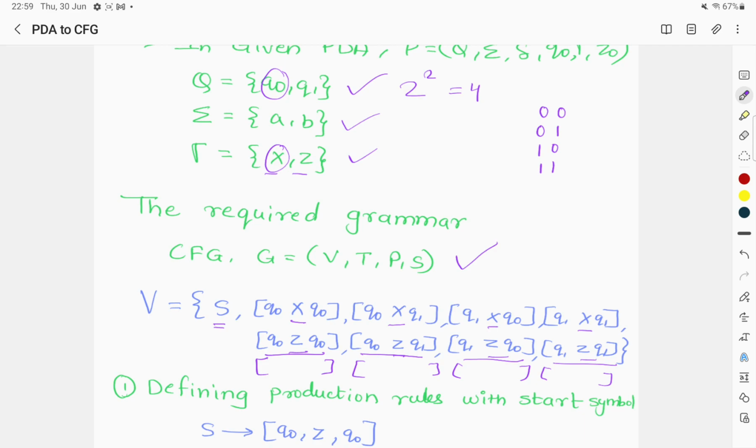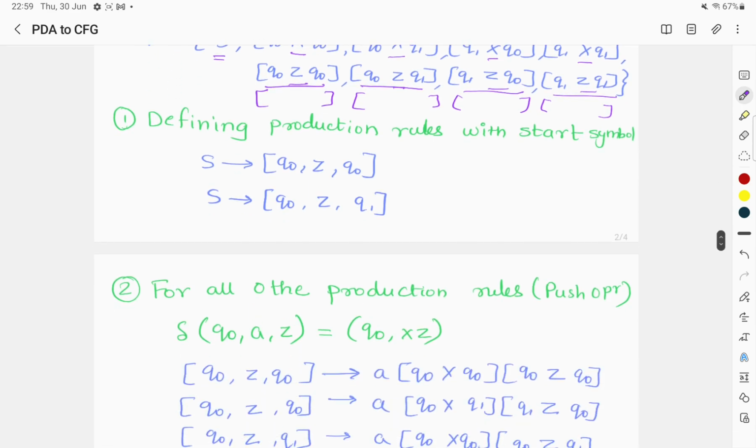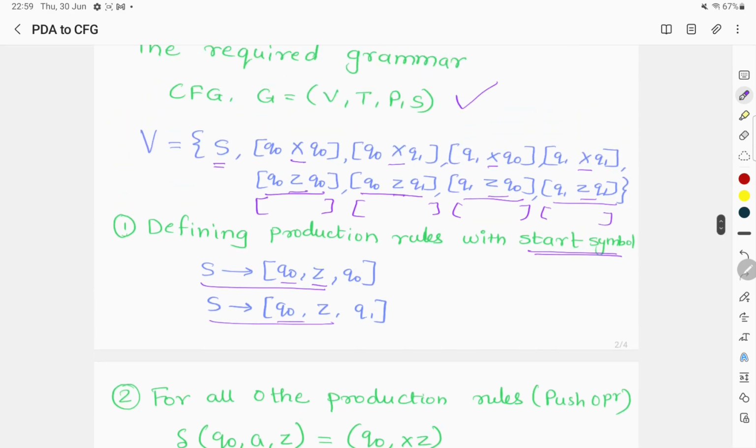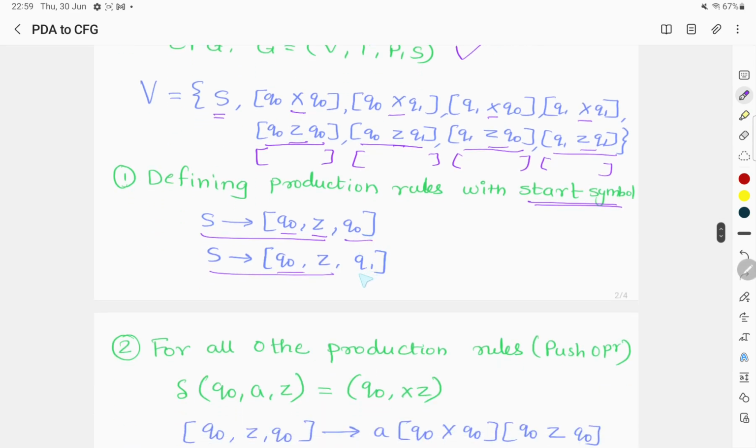So that is done now. We have found all the variables that we require. Then we will write down all the production rules that we will need. Okay, so now let's write down the first type of production rule, the one that starts with the start symbol. How do I write it? The start symbol gives Q0 as the initial state, Z0 as the stack symbol. This particular format is fixed. Then I will write down whatever number of states I have. I have two states here, Q0 and Q1, and that's why I am writing it as Q0, Q1.